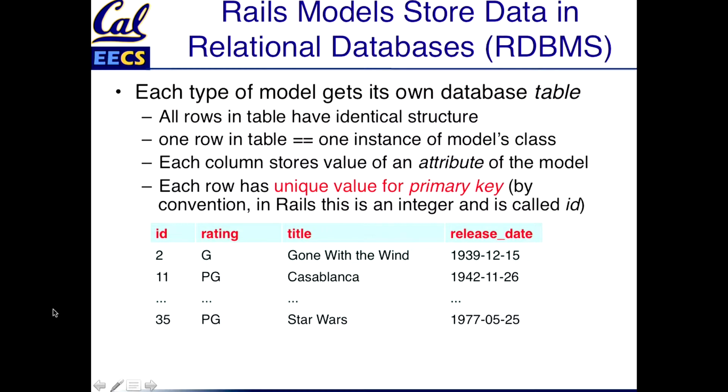So since each row is one instance of a model, it stands to reason that the columns would be the attributes, and each column stores the attribute value. Each row also has a unique primary key. By convention, in Rails, this is an integer, and it's called ID. Don't let that confuse you. ID is not really a property of movie, the object in Ruby, right? But it is going to have to be a property of movie, the object that's stored in the database.